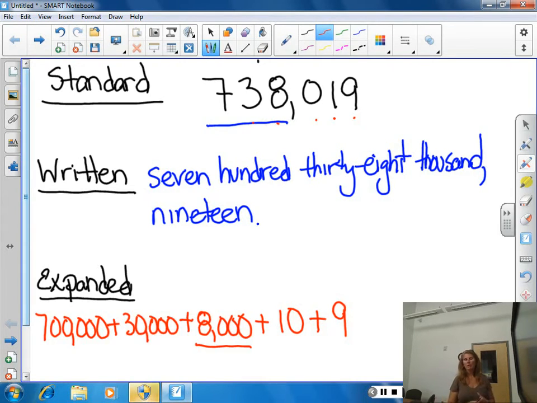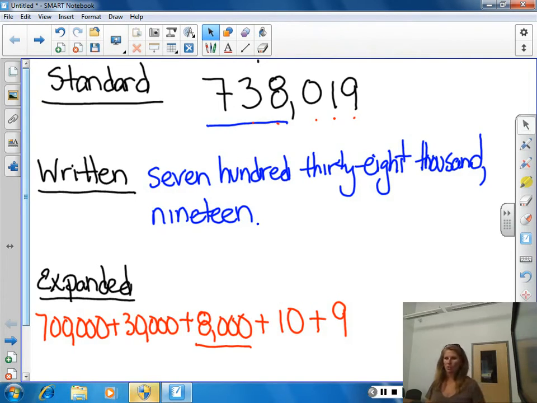Be prepared on your homework to do standard form from written form, from standard form, expanded form from either one of those forms, and be able to know the difference between those 3 forms.